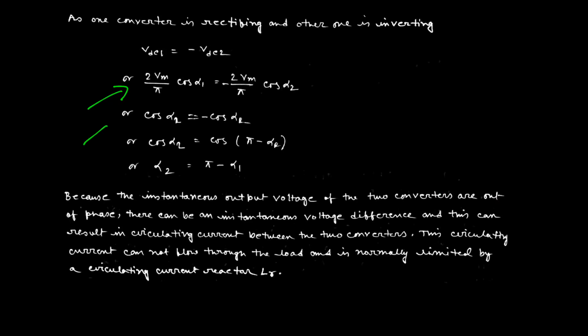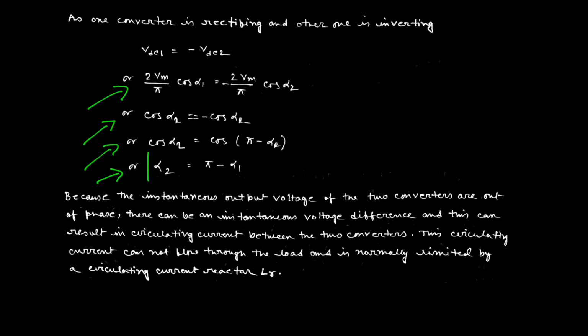After simplification, we will have the result, that is cos alpha 2 equal to minus cos alpha 1, and cos alpha 2 equal to cos of pi minus alpha 1. So we can write the expression, that is alpha 2 equal to pi minus alpha 1.